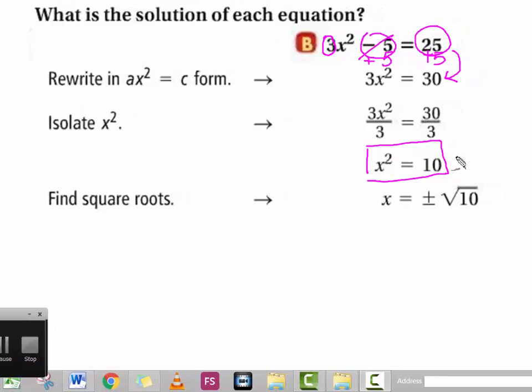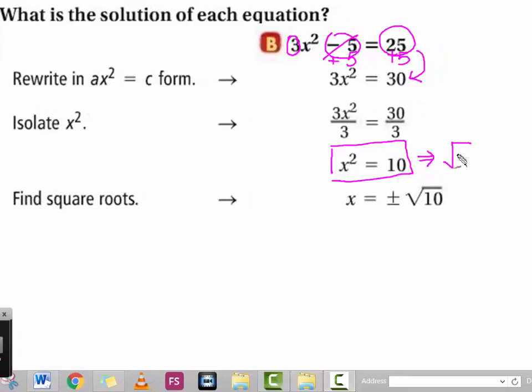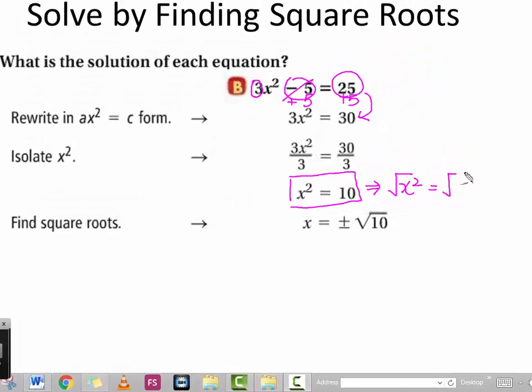We're going to do the same thing. We're going to take the square root of x squared, and we're going to take the square root of 10, which will give you this answer.